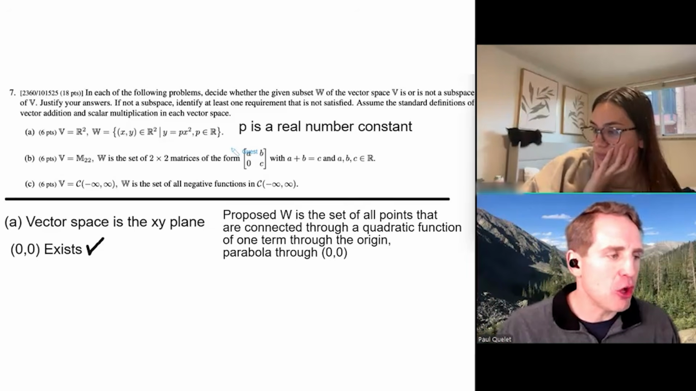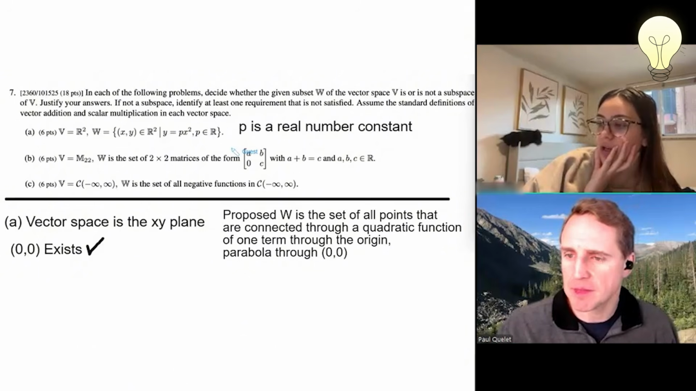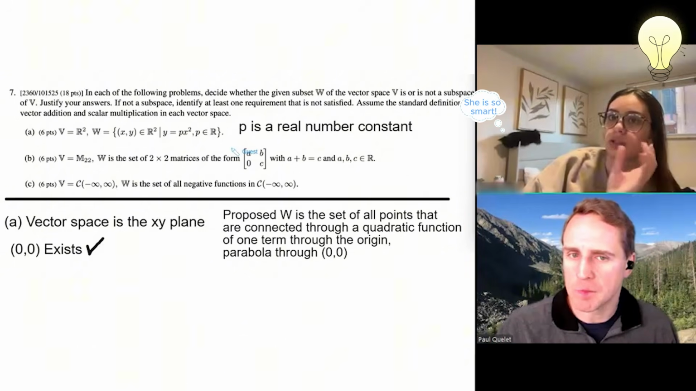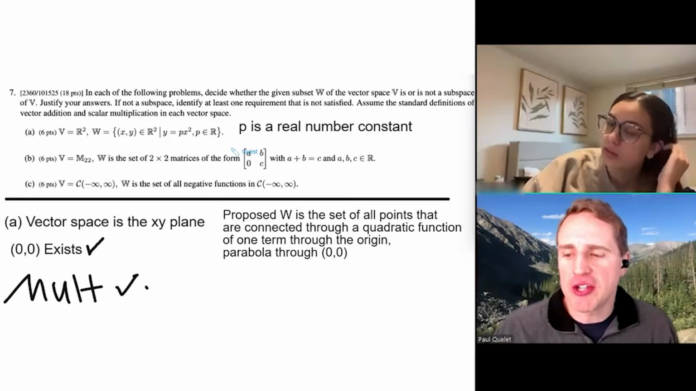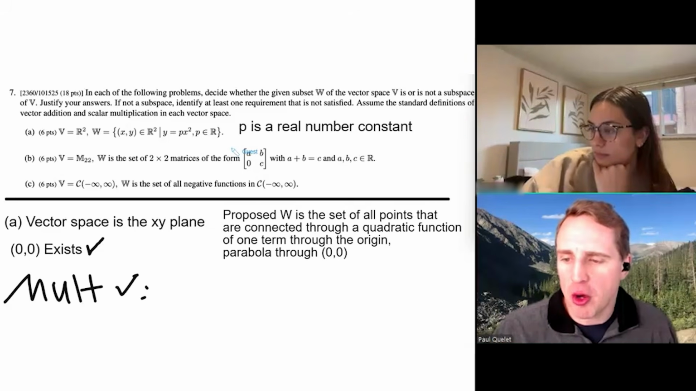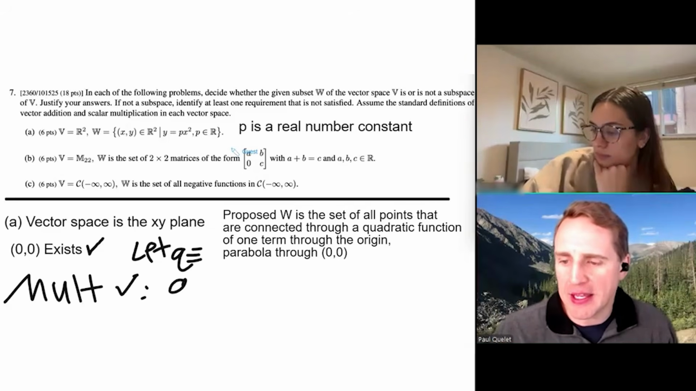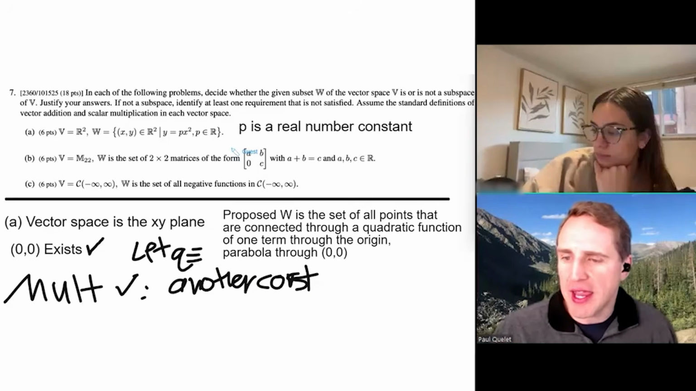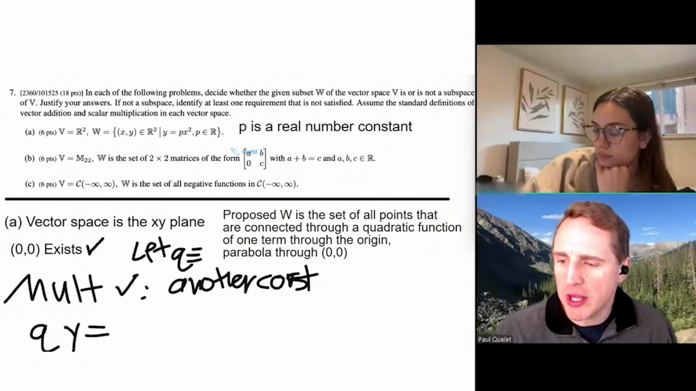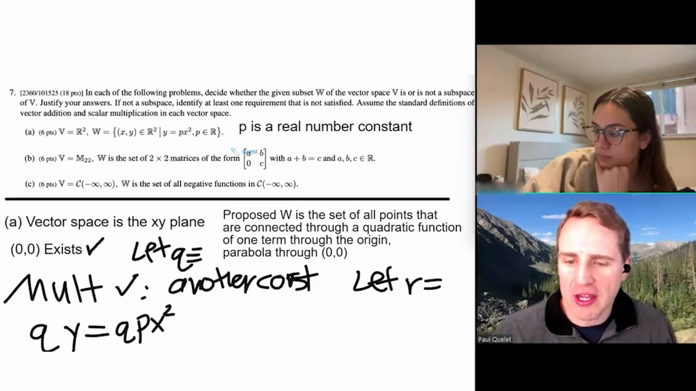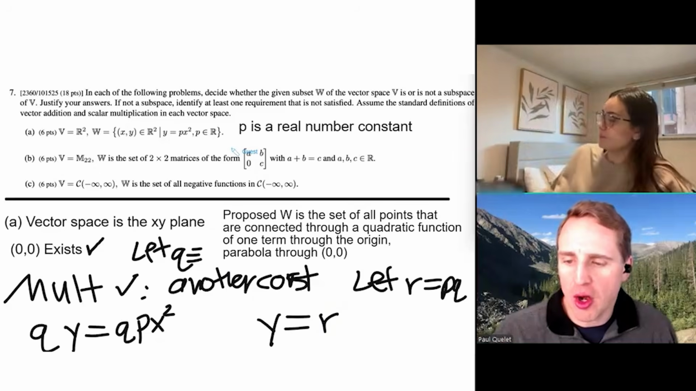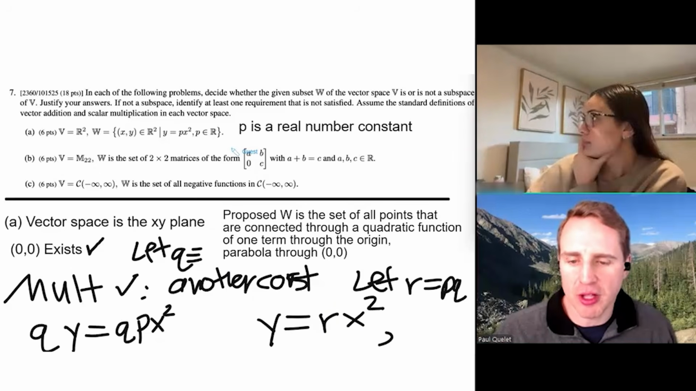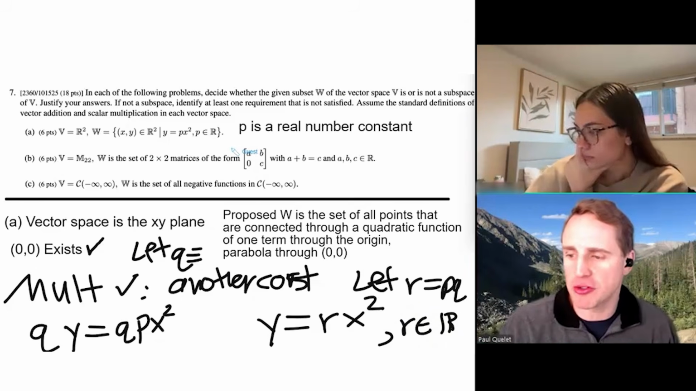So should we check closed under addition? Can't you kind of already tell that it's going to be closed under multiplication? Because if you just multiply a scalar times another scalar, it'll just be a scalar. It is going to check out under multiplication, because suppose we let q be another constant, then you could say q times y would equal qpx squared. And then if you say let r equal pq, then you would just have y equal to rx squared, where r again is a real number. And then that'd be the case. So it is closed under scalar multiplication.